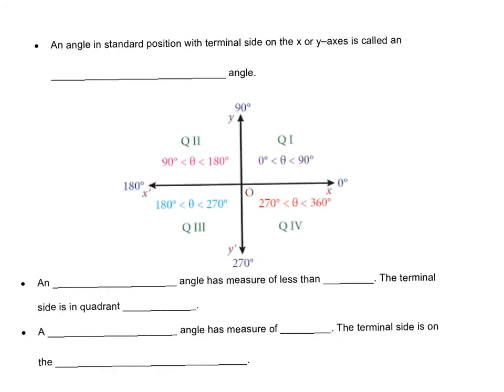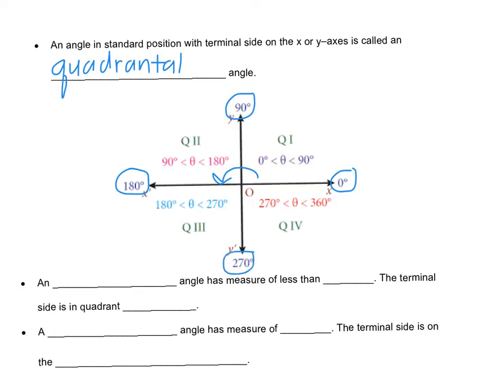An angle in standard position with terminal side on the x or y axis is called a quadrantal angle. Those are angles with measure of 0 degrees, which is on the positive x-axis, 90 degrees on the positive y-axis, 180 degrees if the terminal side is on the negative x-axis, 270 degrees if the terminal side is on the negative y-axis, and we could also have an angle of 360 degrees if the terminal side is on the positive x-axis.